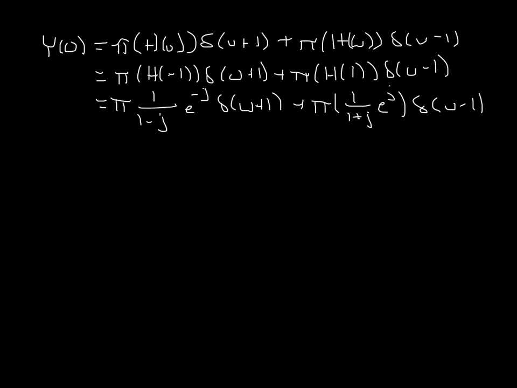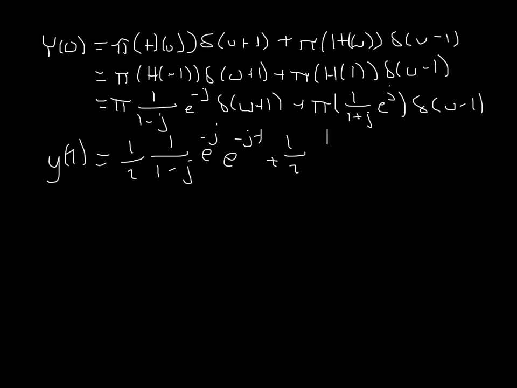And from this, we can get that y of t is equal to 1/2 times 1 over 1 minus j, e to the negative j, times e to the negative jt, plus 1/2 times 1 over 1 plus j, e to the j, times e to the jt.